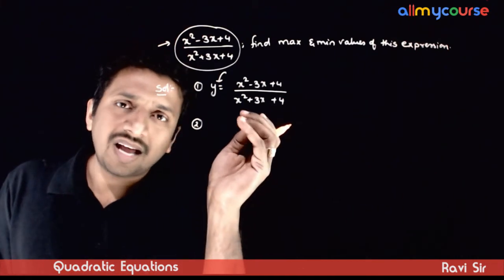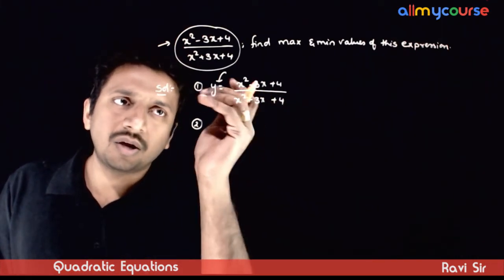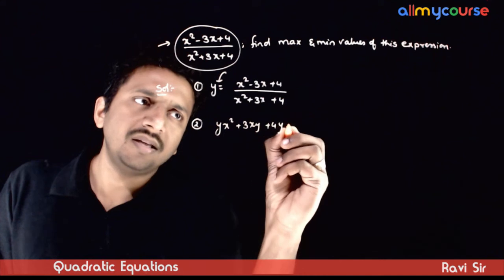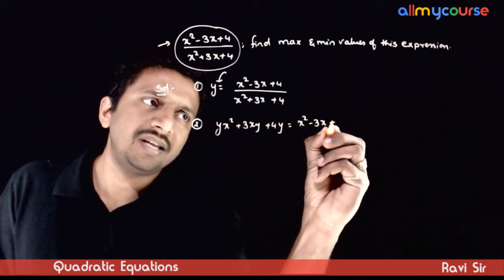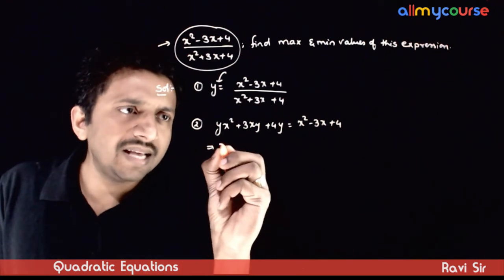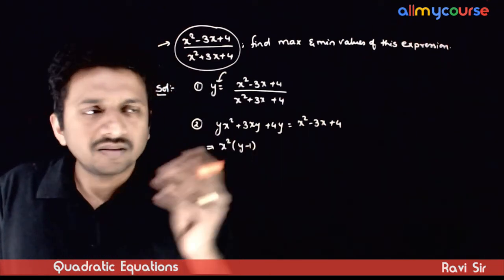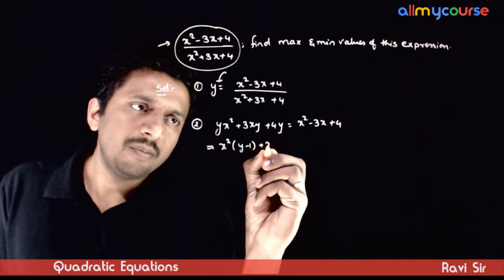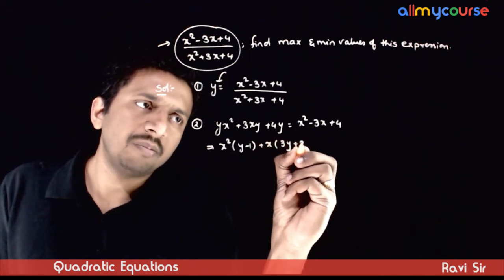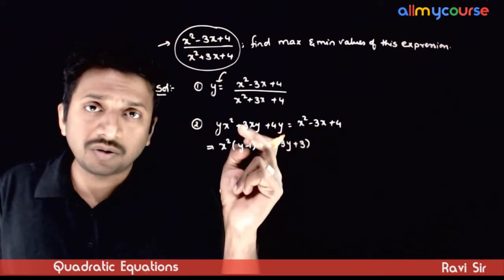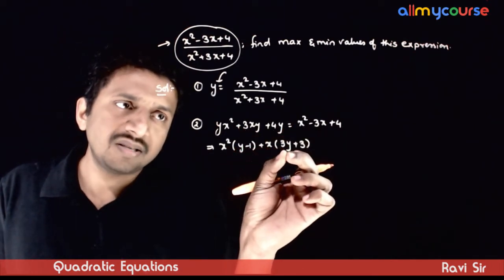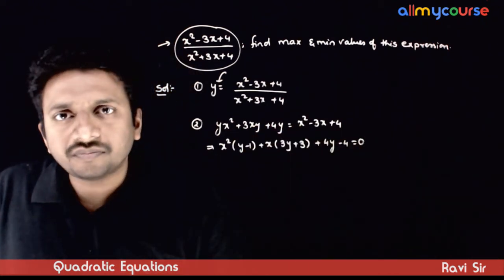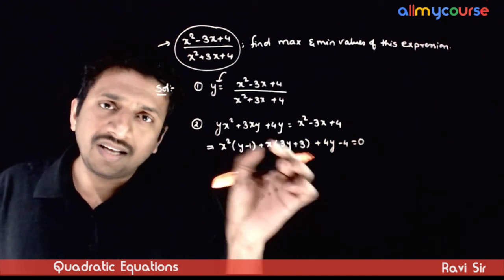Now, what I do is, I'll try to construct a quadratic in x. So let us do the cross multiplication. You get yx square plus 3xy plus 4y is equal to x square minus 3x plus 4, and this implies x square times (y minus 1) plus x times (3y plus 3), because if minus 3x comes onto this side, it becomes plus 3x, plus 4y minus 4 is equal to 0. So you get a quadratic in x.